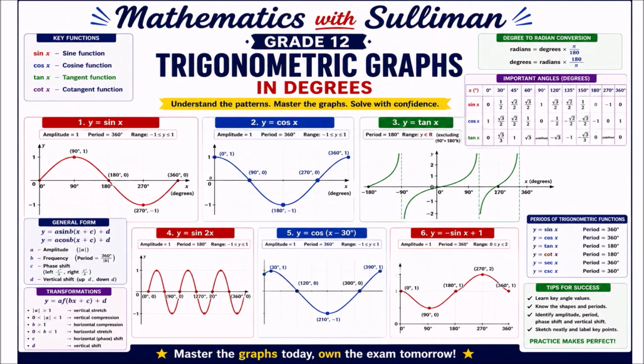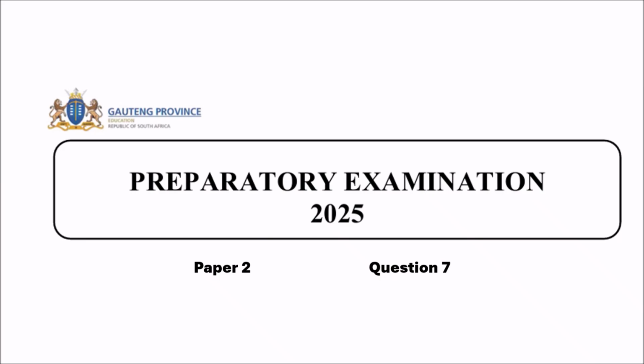I'm going to continue with the Gauteng Prelim paper of 2025, paper 2, and in this video I'm doing the trigonometric graphs. Gauteng Province, Preparatory Examination 2025, paper 2, question 7.